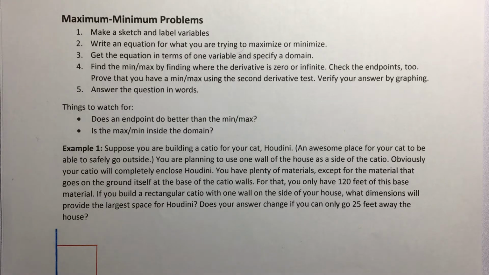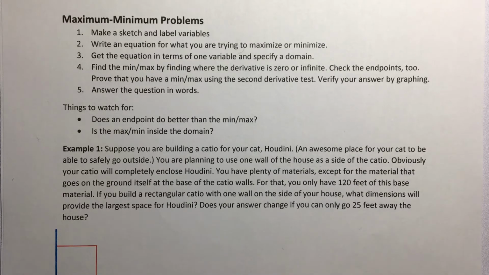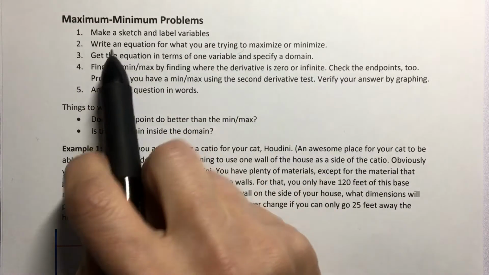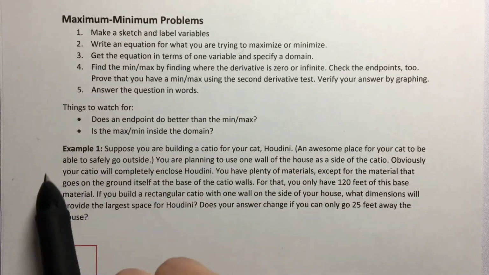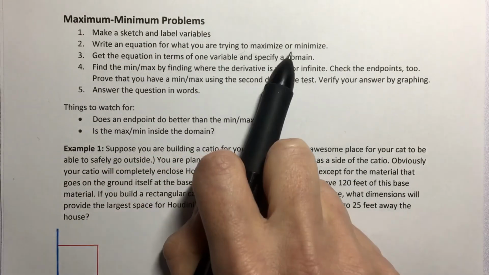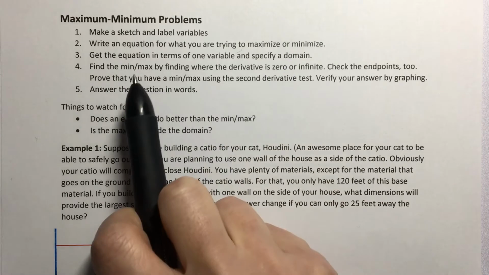Hey everyone, we are going to use derivatives to solve some genuine fake real life examples. Namely, we will use the idea of a min or a max to optimize some situation. The way this works is we'll make a sketch and label variables. We'll write an equation for what you're trying to maximize or minimize.